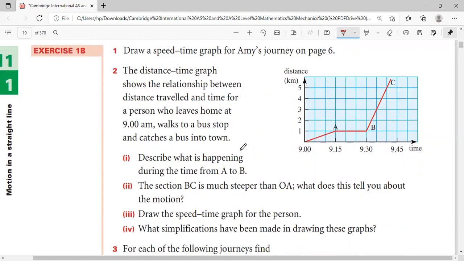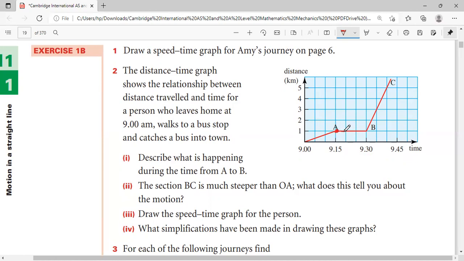Yes, Umesh, read question number 2. The distance time graph shows the relation between the distance and the time for a person who leaves home at 9 a.m., walks to a bus stop and catches a bus into a town. Describe what is happening during the time from A to B. A से B के दरमियान इसको कैसे डिफाइन करेंगे इस मूवमेंट को?